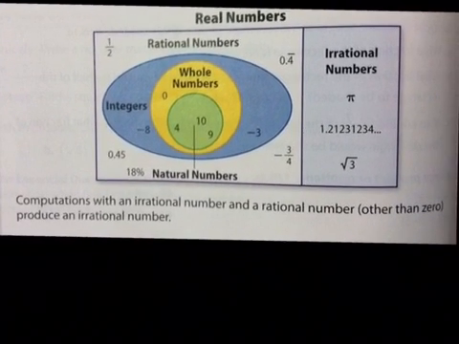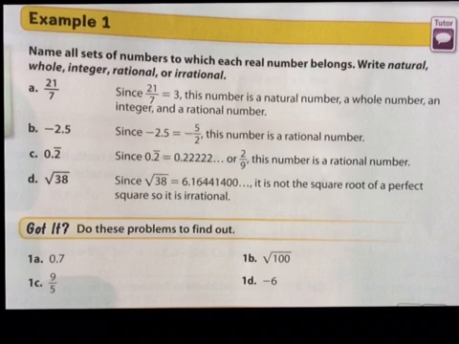Something to know is that computations, such as multiplying or dividing, with an irrational number and a rational number other than 0 produce an irrational number. So you can be working with a rational number that can be converted into a fraction, but as soon as we work with an irrational number and a rational number, the product will be an irrational number. For example 1, let's become familiar with numbers. Name all sets of numbers to which real numbers belong: natural, whole, integer, rational, or irrational.